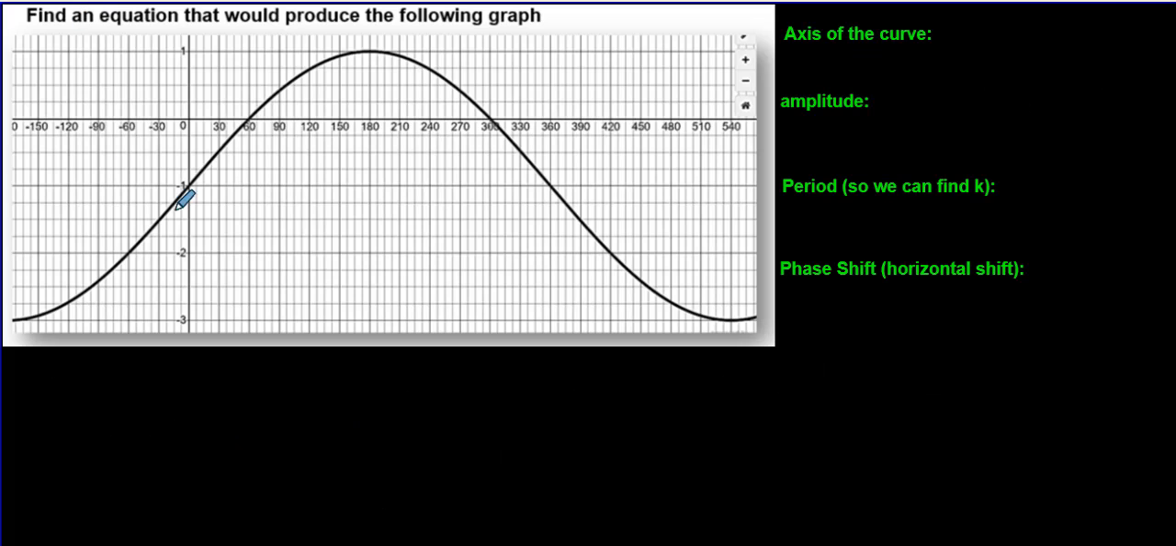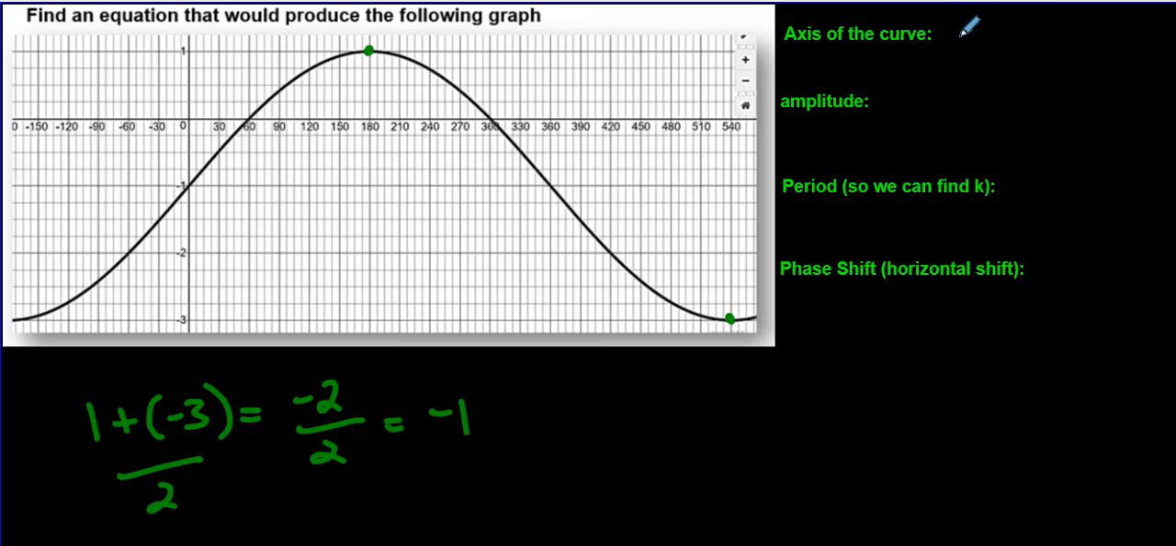Let's look over here. Axis of the curve. Again, the way to find it, because this one's a little bit difficult, we could guess. I think it would be somewhere around here. But instead of just guessing, let's use our little formula. Take the maximum plus the minimum, which is -3. So 1 plus -3, and then we'll divide by 2 after. So that's -2 divided by 2. So the axis of symmetry is -1, which is right here.